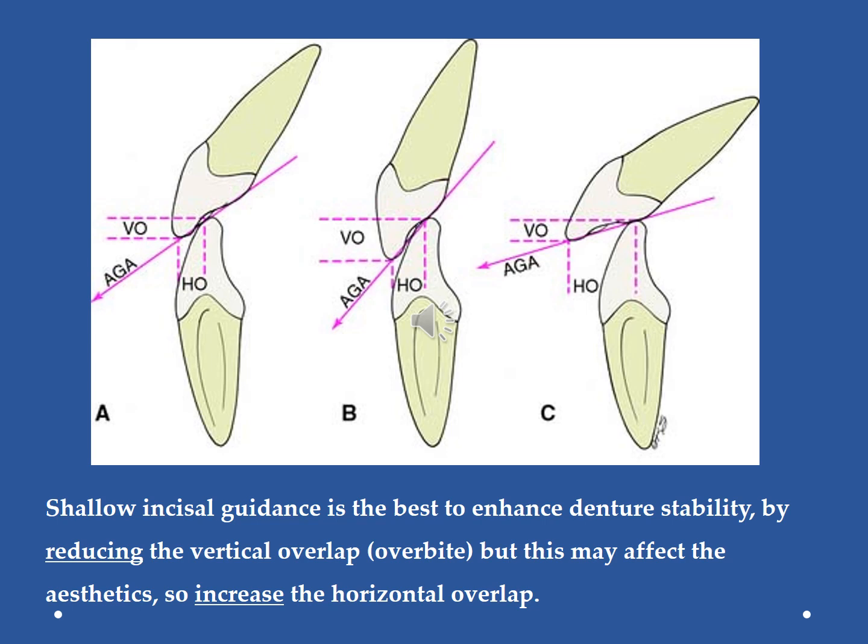In complete denture construction, we need a shallow incisal guidance angle. So it is the best to enhance denture stability. We can achieve this by reducing the vertical overlap or overbite, but this may affect the aesthetics. So we usually tend to increase the horizontal overlap because it doesn't affect aesthetics or phonetics.